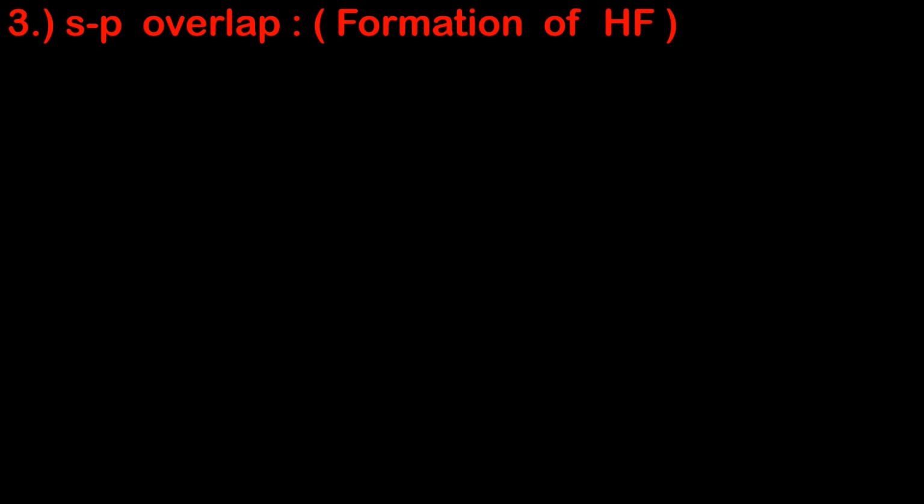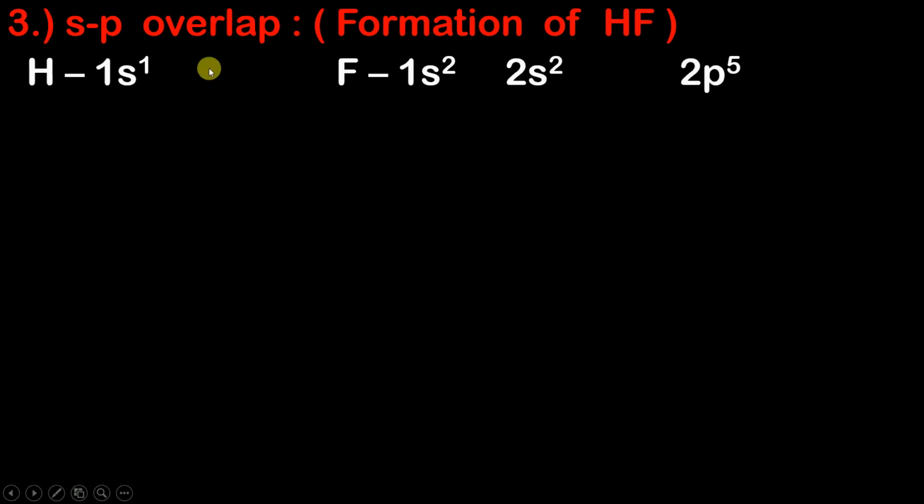In valence bond theory, this is the last type, that is the sp overlap, and we are going to understand this with the help of the formation of HF. So obviously for an HF molecule you require a hydrogen atom, and the electronic configuration of hydrogen atom is 1s1, and for fluorine atom it is 1s2, 2s2, 2p5. So now we draw the electrons according to Hund's rule. In this 1s there is one electron present, and which is the highest energy level over here? Here 2 is the highest energy level.